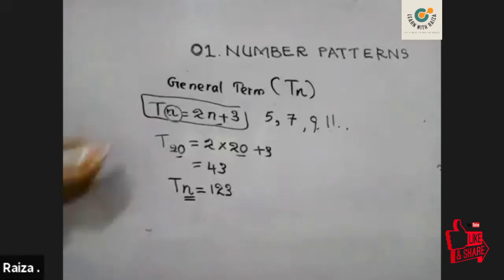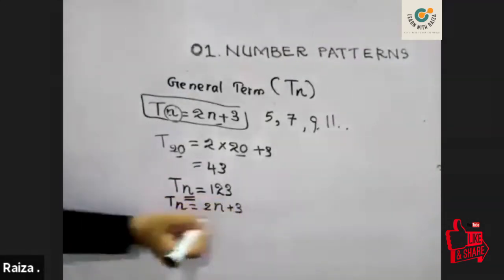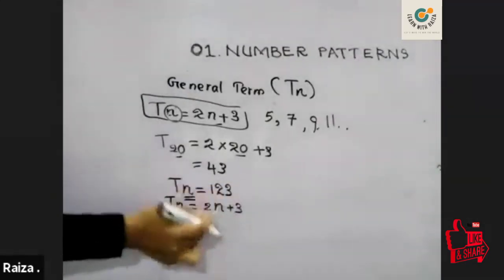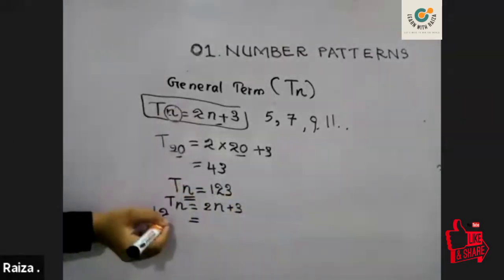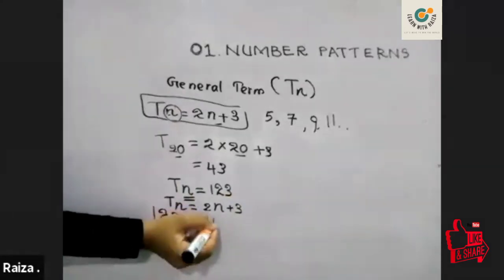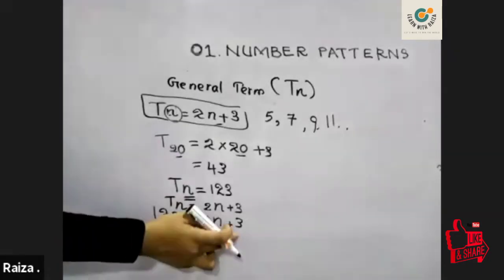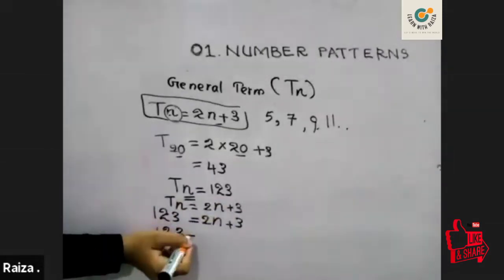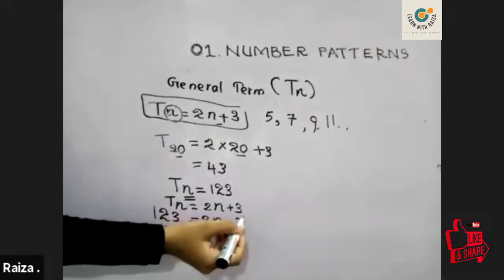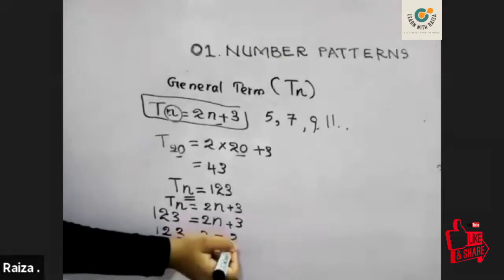In such a question, what do you have to do? Equalize Tn, put the general term in the equation, and then take the value that is given, 123. So I can write 123 equals 2n plus 3. Now I have to keep n on one side. So what am I doing? To remove this plus 3, I subtract 3 from both sides. Then I am getting 123 minus 3, because when I subtract 3 from this side, it gets removed, and that is equal to 2n.